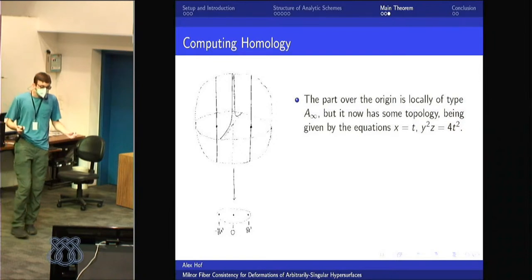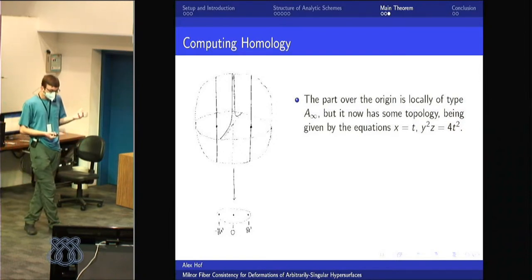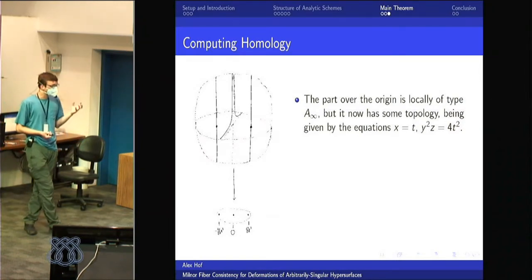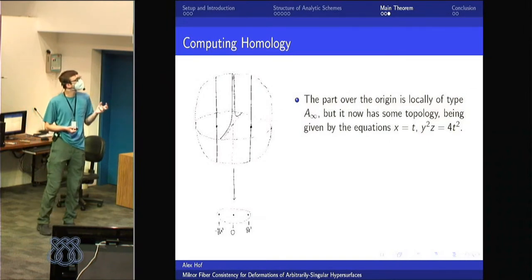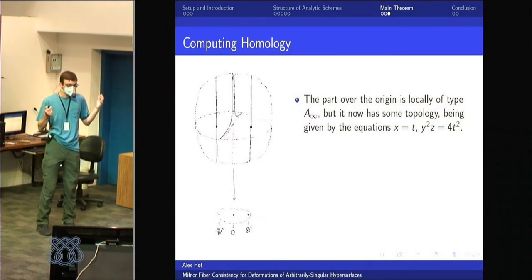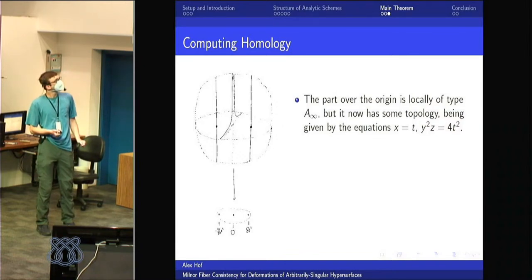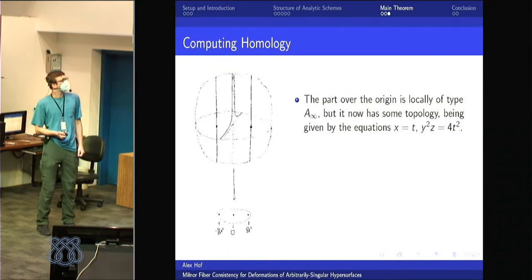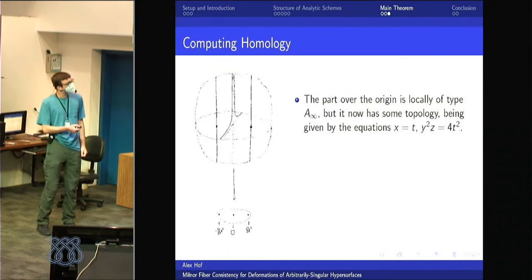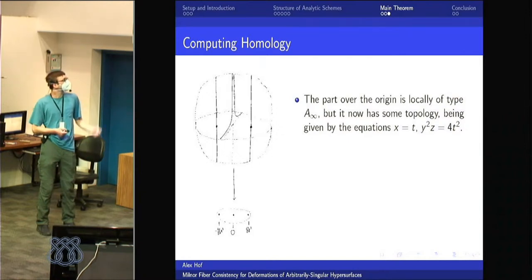And locally, the fiber of our function that this critical locus sits inside is just two smooth surfaces meeting transversely. So locally, this looks like an A_infinity singularity. But it has some topology also. So it's given by these equations, as I mentioned, x equals t, and y squared z equals 4t squared. And we've moved t to a small non-zero value.